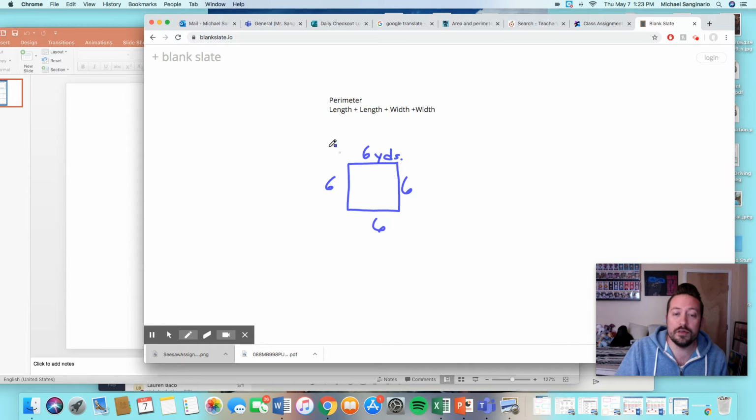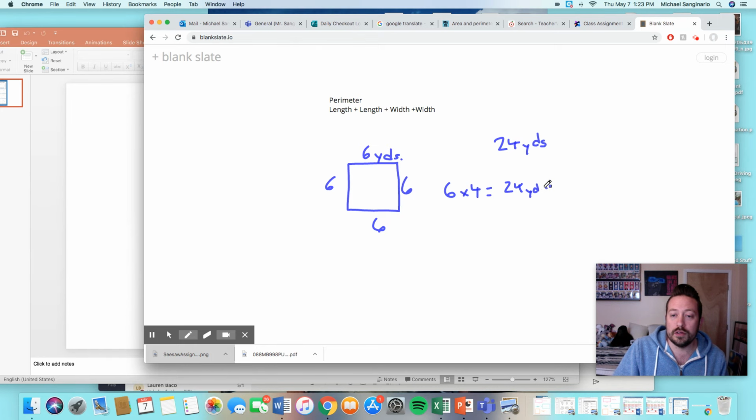And all you have to do is add up all 4 sides. So I can count by 6s, so I'm going to do that. 6, 12, 18, 24. So my answer would be 24 yards, okay? Is this the same as doing 6 times 4 also here? Okay, equals 24 yards.